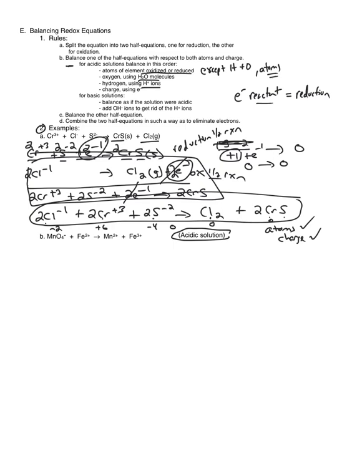But that'll be for another lecture. So to balance an acidic reaction, we're going to follow the same steps we just talked about up above. First thing you want to do is split this into 2 half reactions.